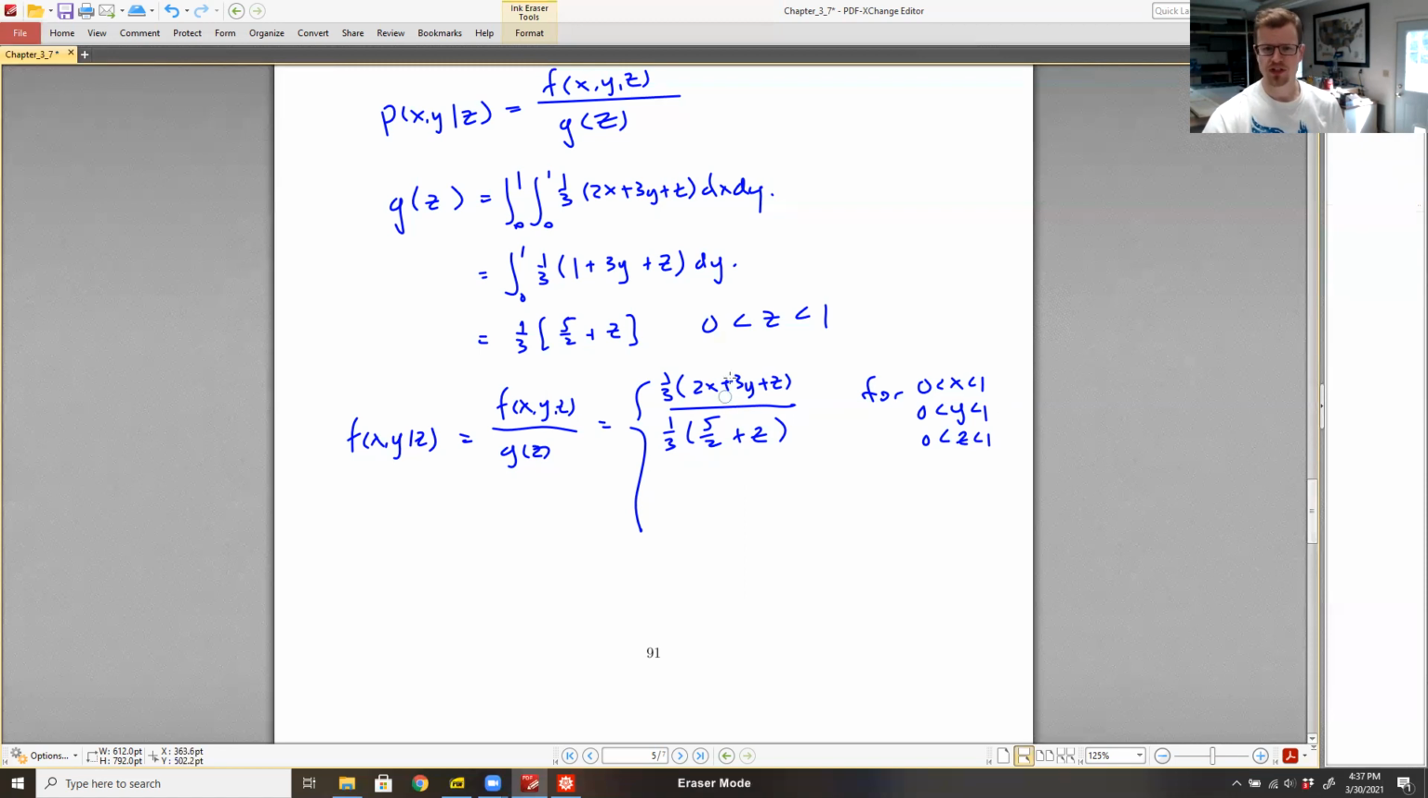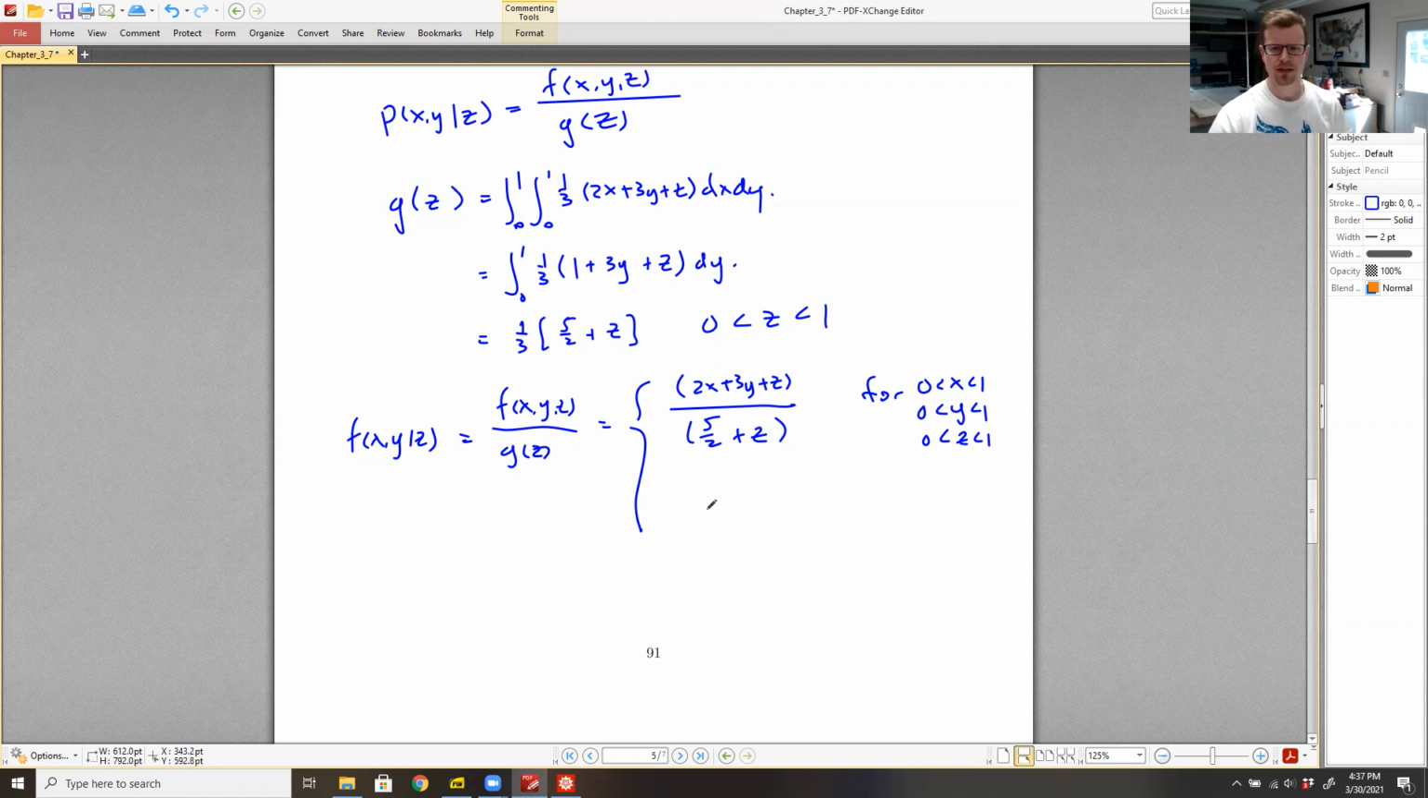So some simplification that we could do here, of course, get rid of the 1/3 because they'll cancel out, and we could leave it just like this. If you wanted to, you could multiply by 2 to get rid of the fraction here as well. I'm not too worried about that, and I'll let you do as you please there.